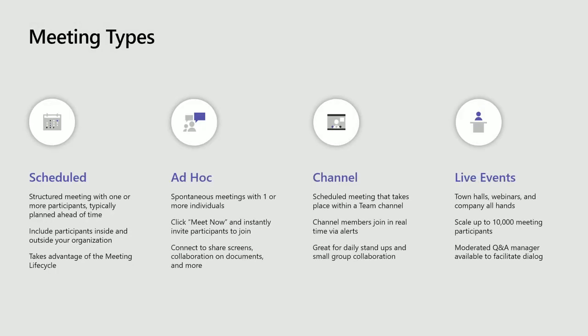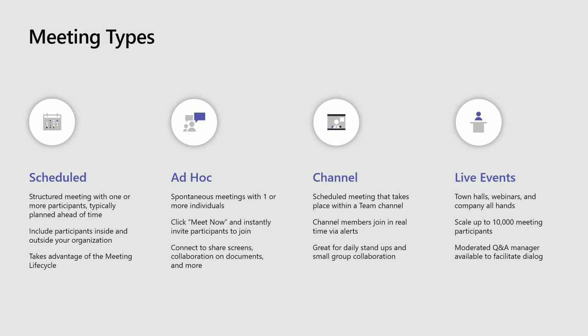On the screen, as I mentioned, I think about Teams across 4 disparate areas: scheduled, ad hoc, channel, and then live events. The majority of us spend our time in what I call scheduled or structured meetings. These meetings typically are scheduled a day, an hour, maybe a couple of weeks in advance, typically with more than one participant. Usually it's a large group. And as part of that, you can take advantage of our meeting lifecycle, which I'll get to in a few minutes.